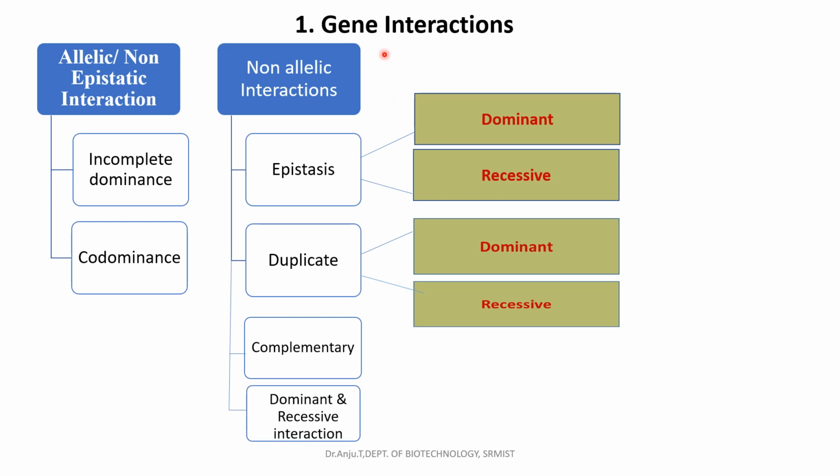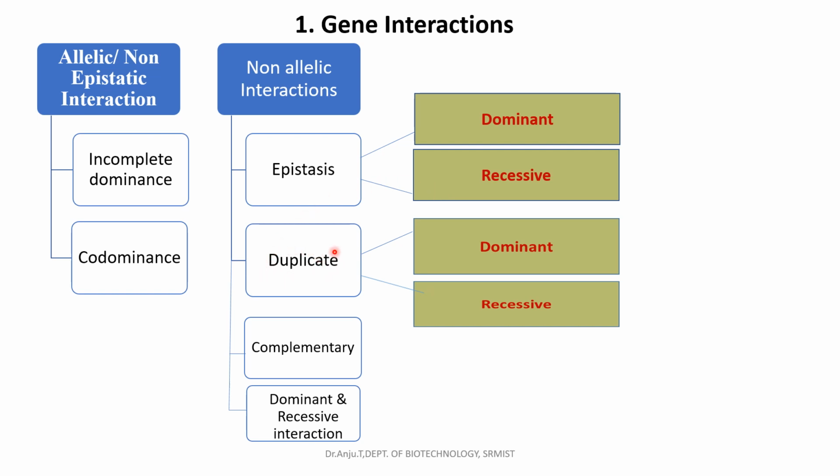We were discussing gene interactions. In the previous class, we talked about allelic or non-epistatic interactions, which include incomplete dominance and codominance. In today's session, we will discuss non-allelic gene interactions, which include epistasis, that is dominant epistasis and recessive epistasis.